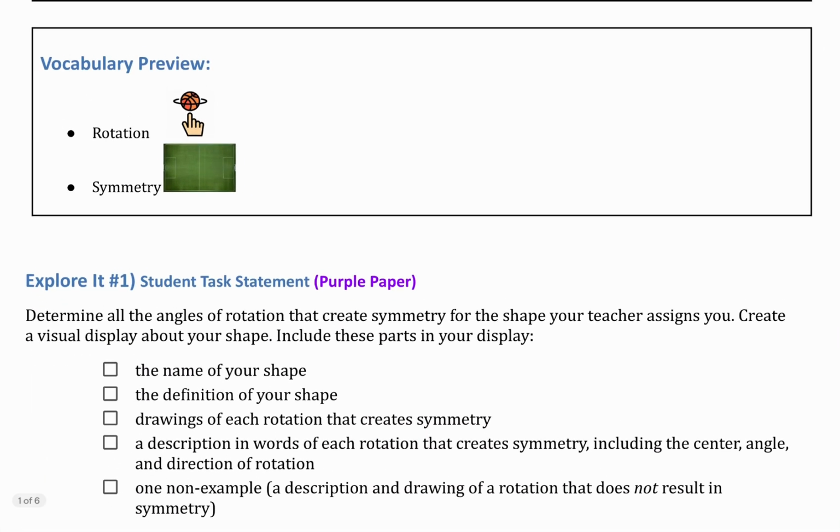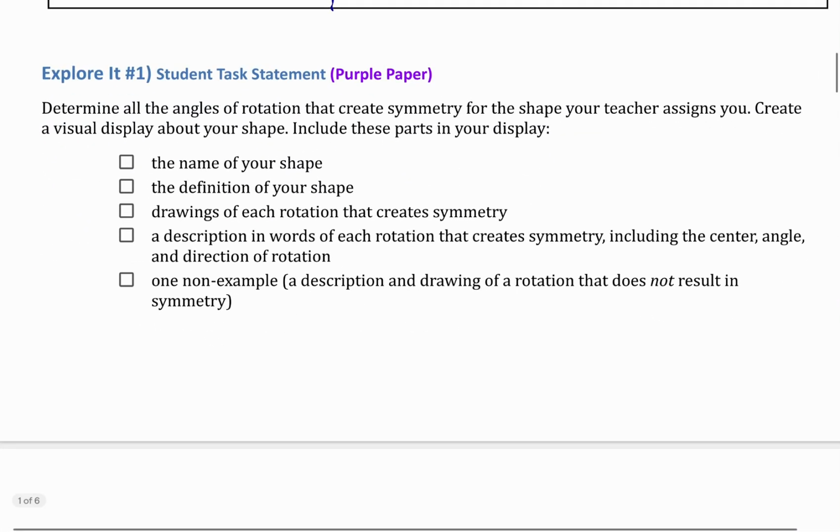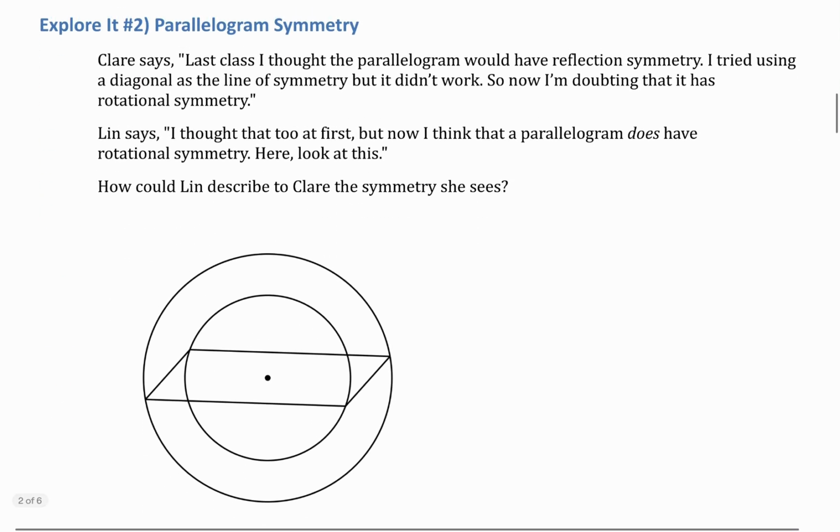Vocabulary review. Rotation is spinning. So you could rotate a basketball on your finger. The planets rotate at certain speeds around the sun. Symmetry is when you fold it in half, the angles and sides map or lie exactly on top of each other. We're going to do this student task statement live, and let's move on.